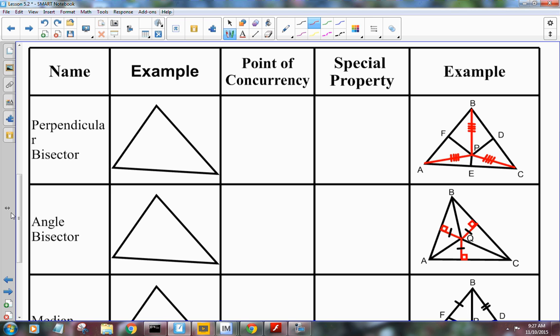It divides into 2 parts, so it goes through the midpoint, and what? When it goes through, what does it do? It makes 90-degree angles, right? It makes 4 right angles. Okay. So that's a perpendicular bisector.